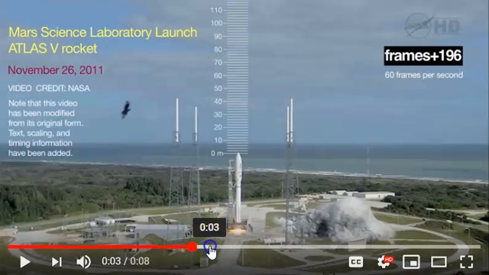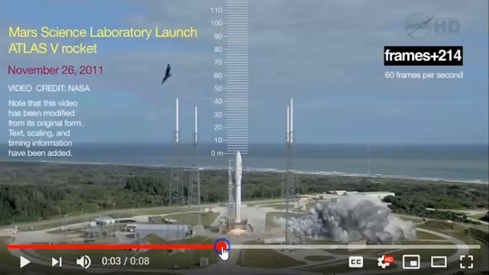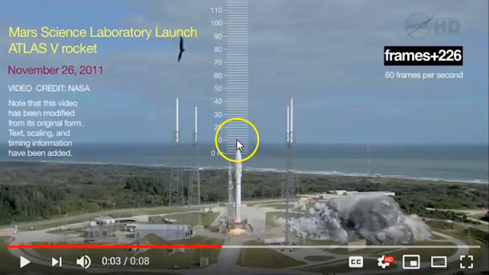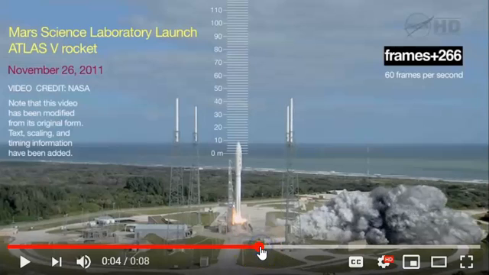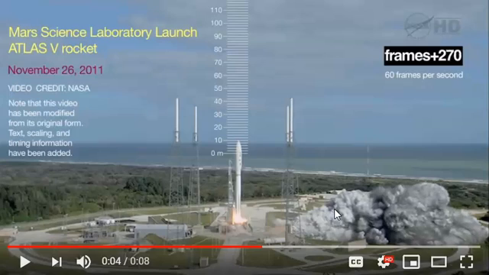I can also use this to find out how much time it takes the rocket to pass the 10-meter mark as well. Okay, I'm pretty close there, so I'm going to use the period, the period, the period, the period, and I see that at frame 270 the rocket has passed the 10-meter mark. I can use this information to figure out velocity initial.